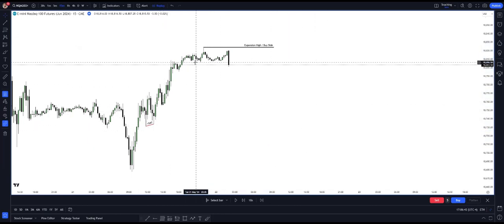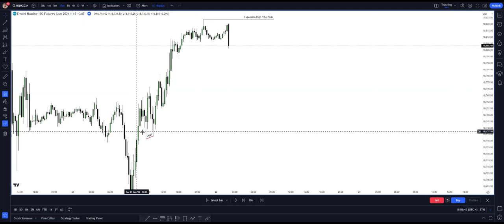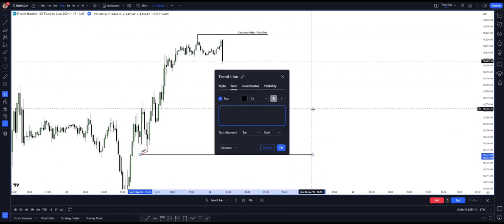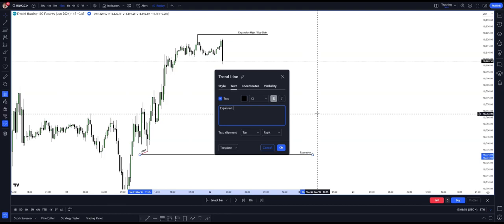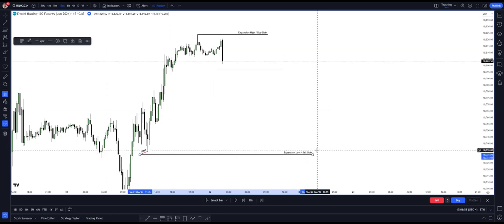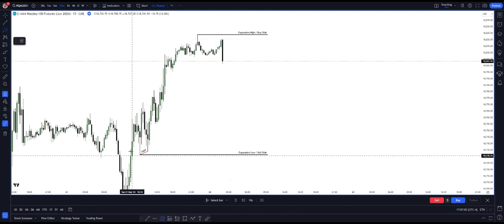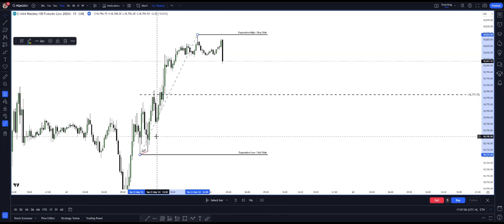Now once the high is set and then you have the low, the SMT low becomes what? It becomes the expansion low, or sell side. Now this is the sell side liquidity. Once you have this, now you have a dealing range, which becomes your framework. So from the sell side to buy side, this is the framework.